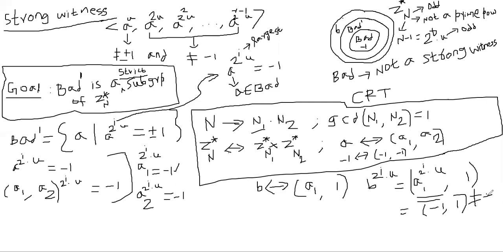Okay, so what did we achieve then? We successfully took an element B and showed that it is not in bad prime, because in order for it to be in bad prime, that element must satisfy the property A to the power 2^i times u is equal to +1 or -1. In this case, B to the power 2^i times u is not equal to +1 or -1. That means we convinced ourselves that bad prime is a strict subgroup of Z star n.